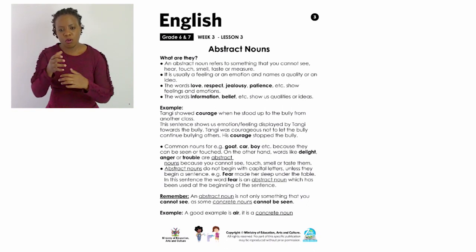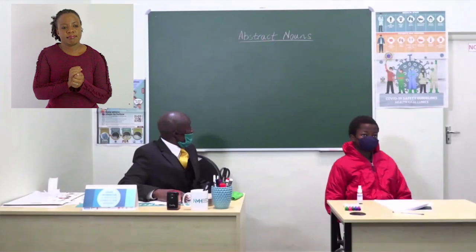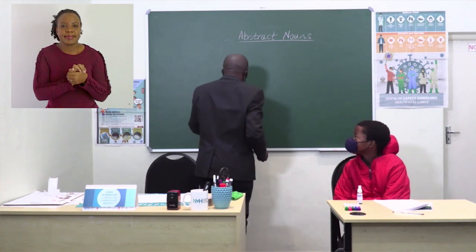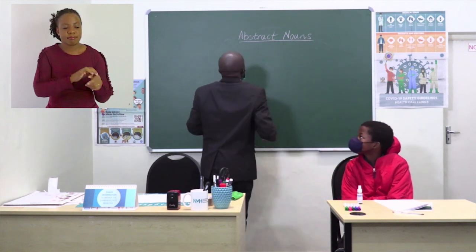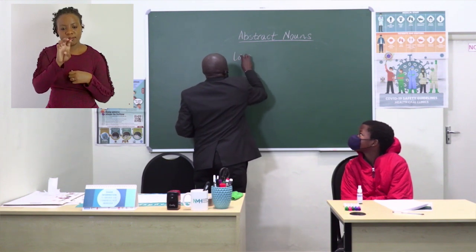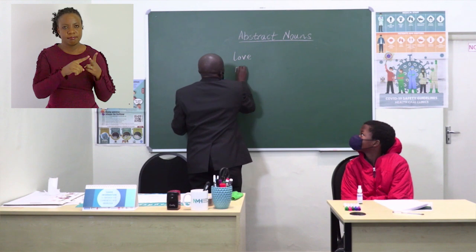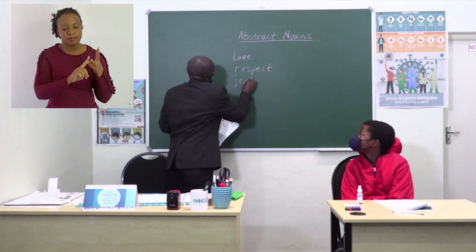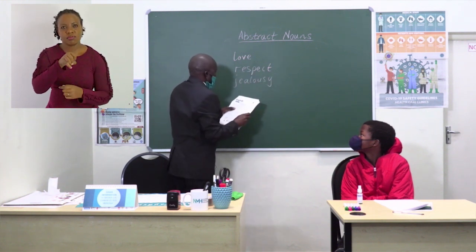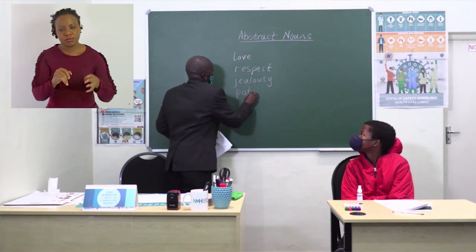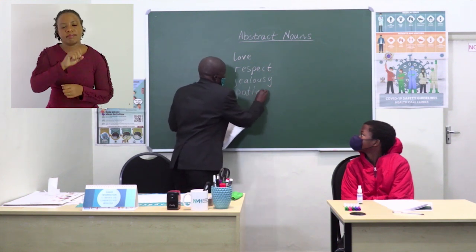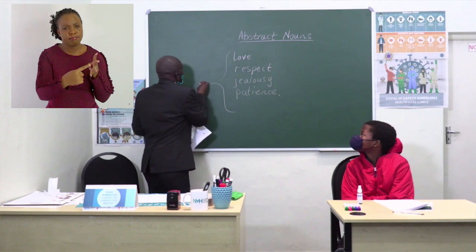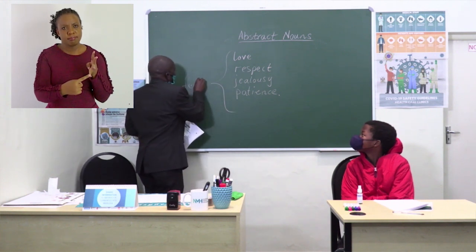Now, let us look at the words I'm going to write on the board. We have love, we have respect, we have jealousy, we have patience. Right. All these words have something to do with our feelings.